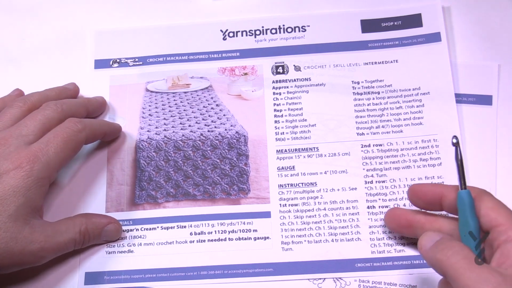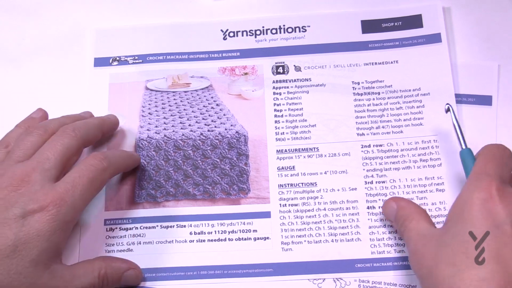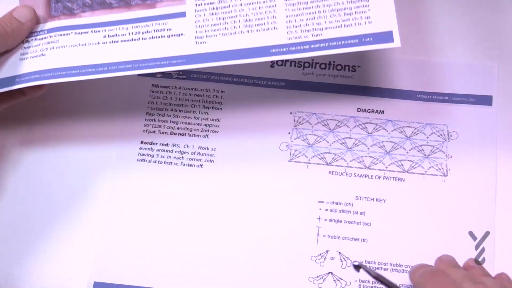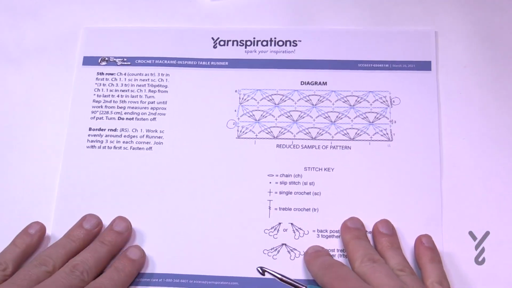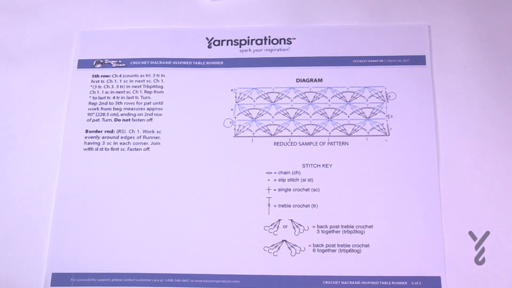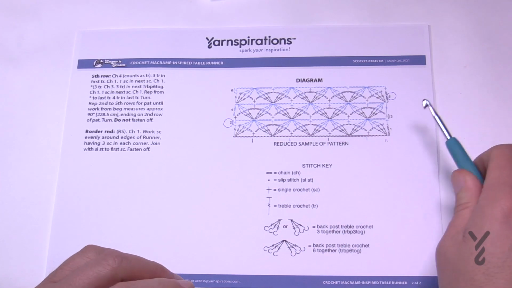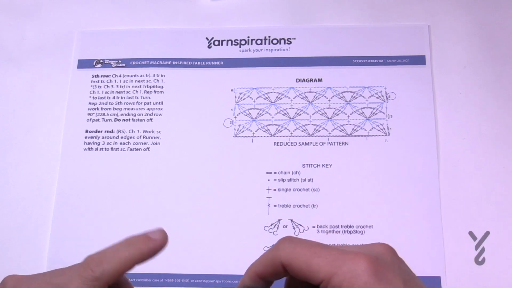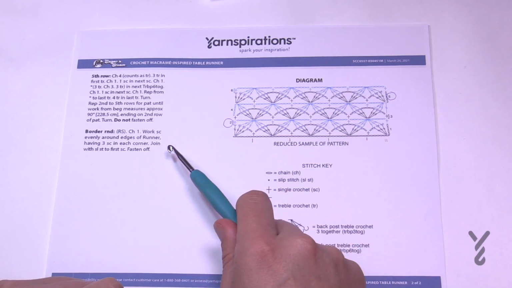So we have the set of instructions that are here. We have the abbreviation terms, sorry, and then we have here. We're going to be repeating rows number 2 through 5 until you're satisfied, and then the final row is row number 2. So 2 through 5, 2 through 5. When you're happy, do row number 2 one more time, and then the border is just 1 single crochet worked around the edge equally.